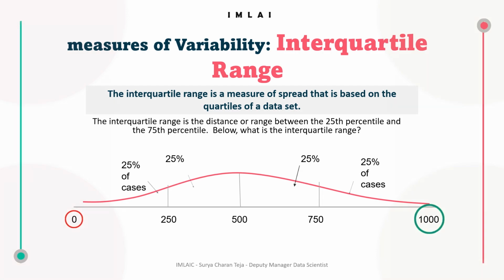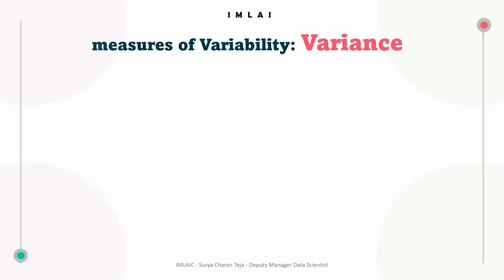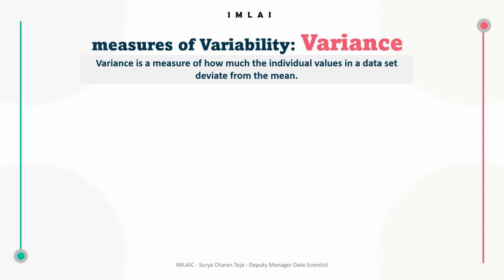So now it's time to jump into variance. It's also a measure of spread, a measure of variability. Variance is a measure of how much the individual values in a data set deviate from the mean. It's calculated as the average of the squared differences between each value and the mean. A higher variance indicates that the data points are more spread out from the mean.